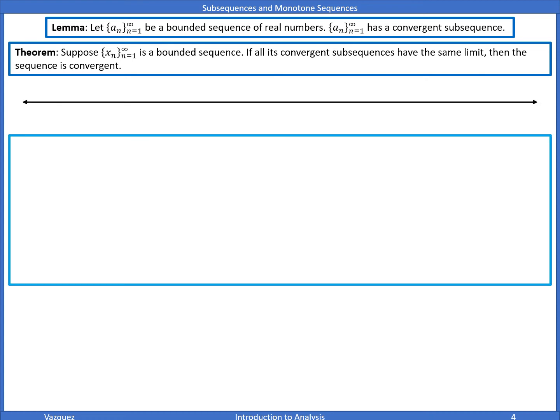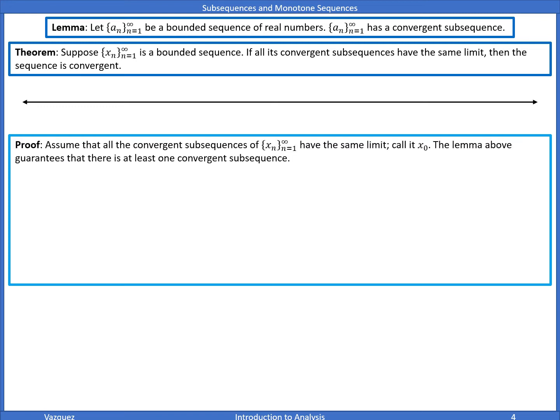So first, we draw the real line, and we're going to do the easy part. But first we're just going to assume that all convergent subsequences of x sub n have the same limit, and we're going to call it x naught. Then the lemma we just saw guarantees that there's at least one convergent subsequence, right? Because all these subsequences are convergent, so they're bounded. So there must be one convergent subsequence.